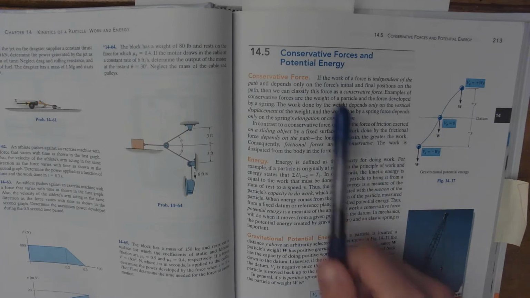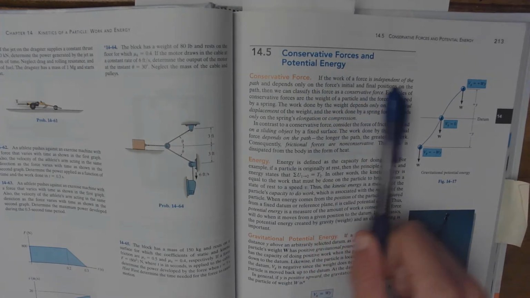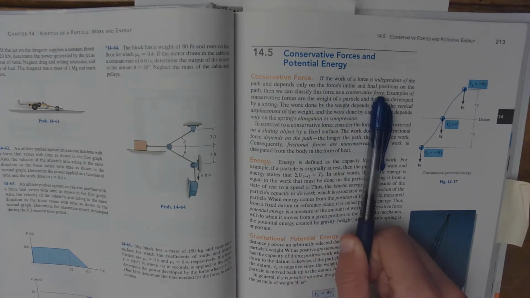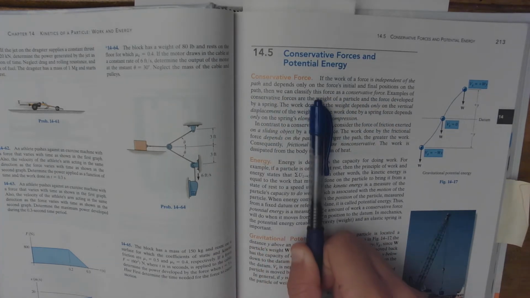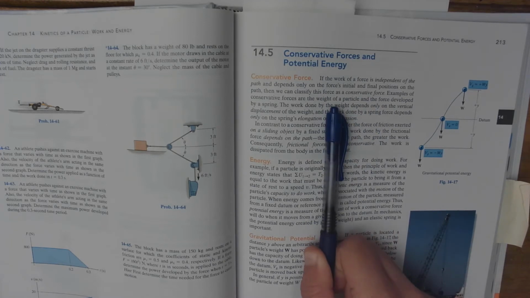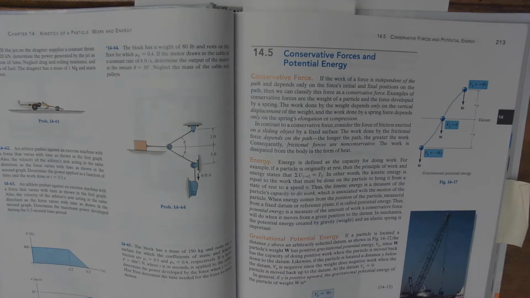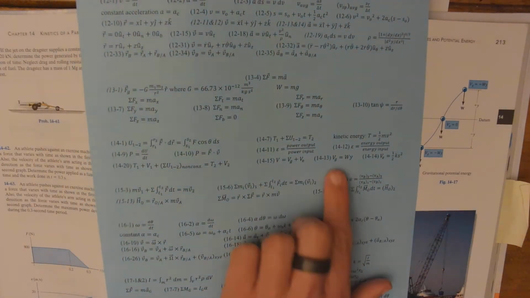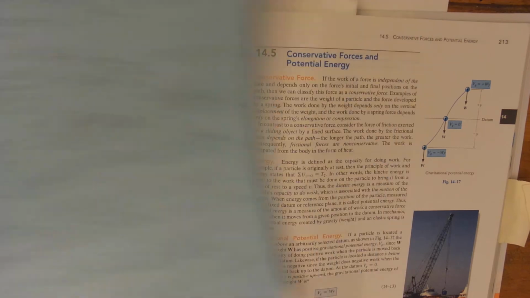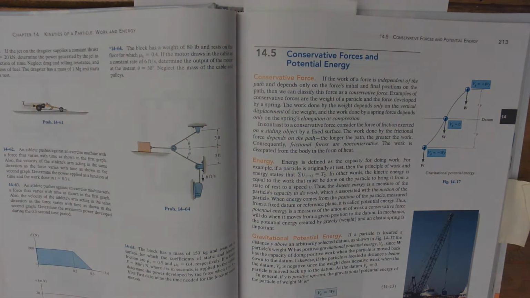give you is: if the work of a force is independent of the path and depends only on the force's initial and final positions on the path, then we can classify this force as a conservative force. Examples of a conservative force are the weight of the particle and the force developed by a spring. And if a force is conservative, it has an associated potential energy, which is why we have a gravitational potential energy and elastic potential energy, because those are conservative forces.